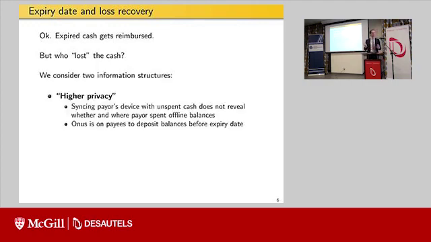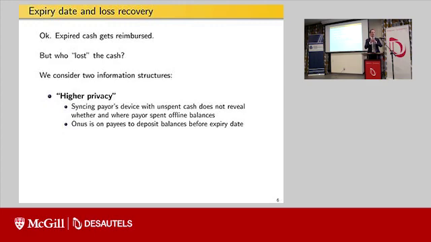So we're considering in our paper two particular information structures, and there are more that you could think of. But one is what we call a higher privacy model, or the no information sharing model, which basically means that whenever you are syncing your device, perhaps because you want to refresh the expiration date of your money, your device will not tell the central bank anything about your past spending. So that's one potential model. So then if you accept offline money, there's no way that the central bank knows that you actually accepted that money, unless you go to the central bank before the expiration date to actually claim that money.